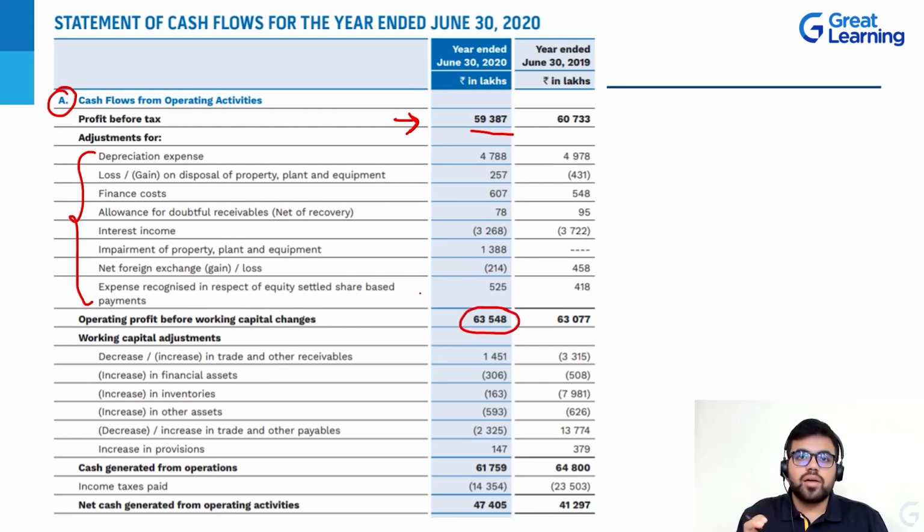After that, the working capital that is required for the company also has certain adjustments in inventories, trade practices, and financial assets. These things are also adjusted. It can be plus or minus. An increase is mentioned in brackets, this is minus, a decrease is plus, plus, plus, plus, this is minus. After this we get a net amount of 61,759. Now this is the cash that is generated from these operational activities. Then they would incur certain taxes on it, so after subtracting the taxes we get a net amount of 47,405. So this was part A.